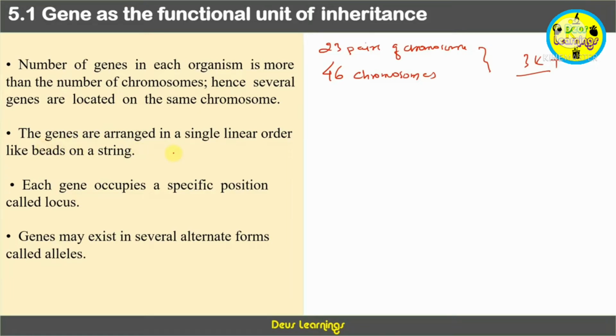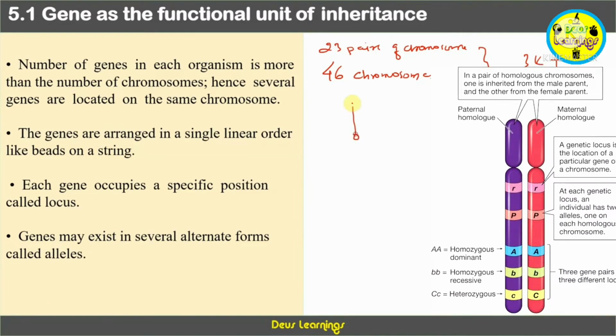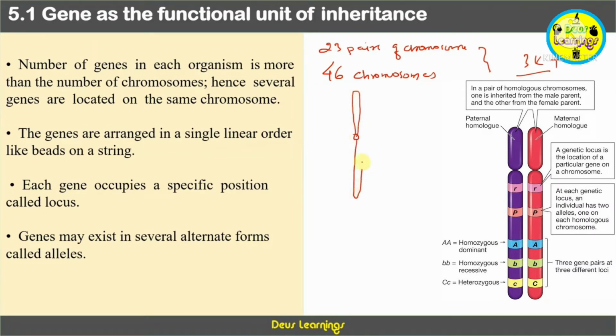Then the genes are arranged in a single linear order, like beads on a string, as you might have studied in my earlier videos. A gene on a chromosome is always arranged in a linear way, and it stays the same from generation to generation. For example, A, then B, then C, D, E, F, G, H and I. Assume these are the proteins for which the genes are located here. The protein coding sequence, that is a gene, is located in a linear fashion in the chromosome.